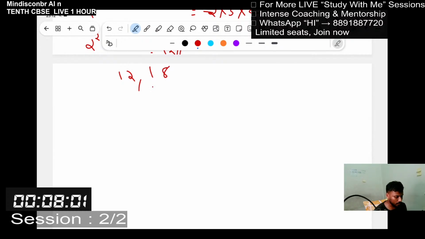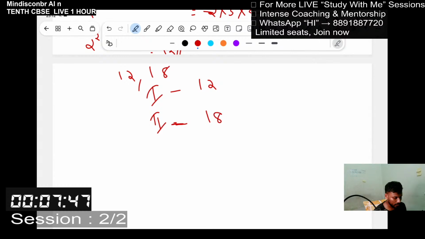Here, this is the first bell, this is the second bell. Now it is said that the bells rang together. The first bell rings after 12 minutes, the second bell rings after 18 minutes. The next will ring after the 24th minute, then the first will ring at the 36th minute, and the second will ring at 54.